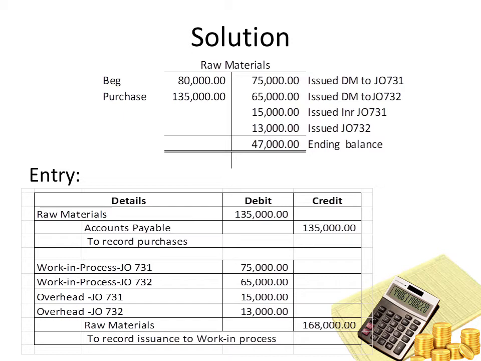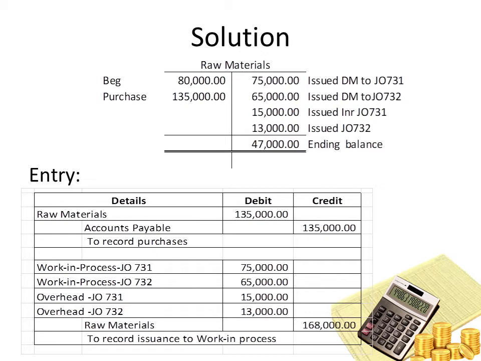We issue direct material to JO 731 and to job order 732. So where those issued, it's issued to our work in process. So we debit work in process JO 731 75,000, work in process JO 732 65,000. We also have indirect labor 15,000 for JO 731 and 13,000 for 732. We put overhead so that we know that these are actual, but actually this will also be included in our work in process. So we have actual overhead JO 731 10,000 and overhead JO 732 13,000.